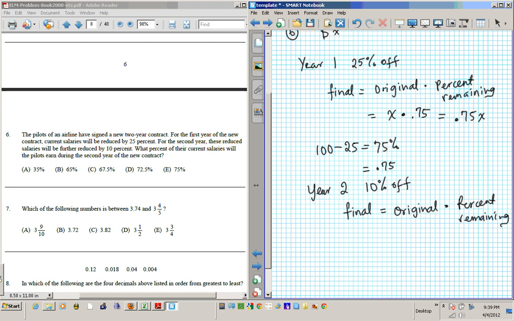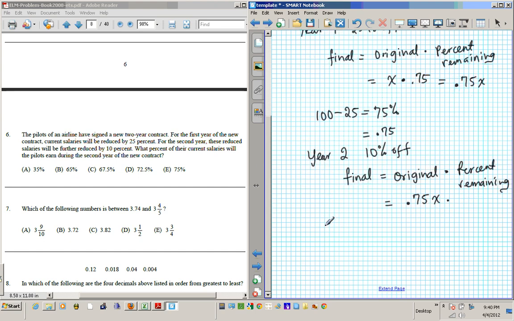So what is the original here? The original is the final from year one, right? Which is 0.75x. We're now going to multiply it by the percent remaining after 10% off. After 10% off, we're going to have 100 minus 10, which is basically 90%. And 90% in decimal form is 0.9. So I'm going to multiply this by 0.9. Okay, so 0.9 times 0.75x will give us the final amount.